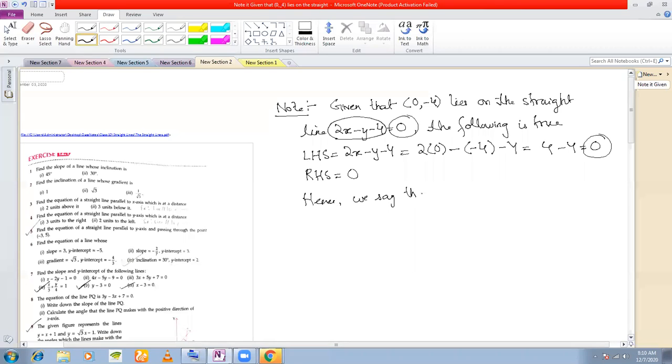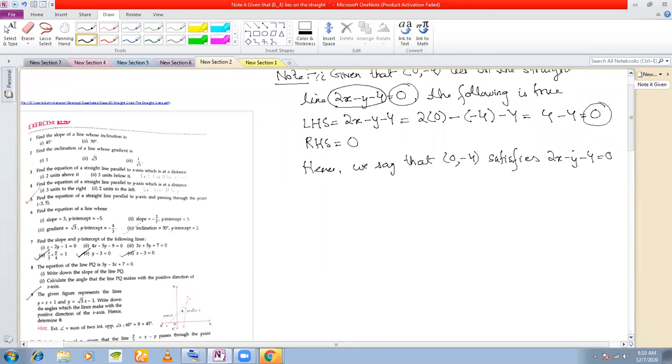that 0, minus 4 satisfies 2x minus y minus 4 equal to 0. Okay, so suppose this is note number 1.